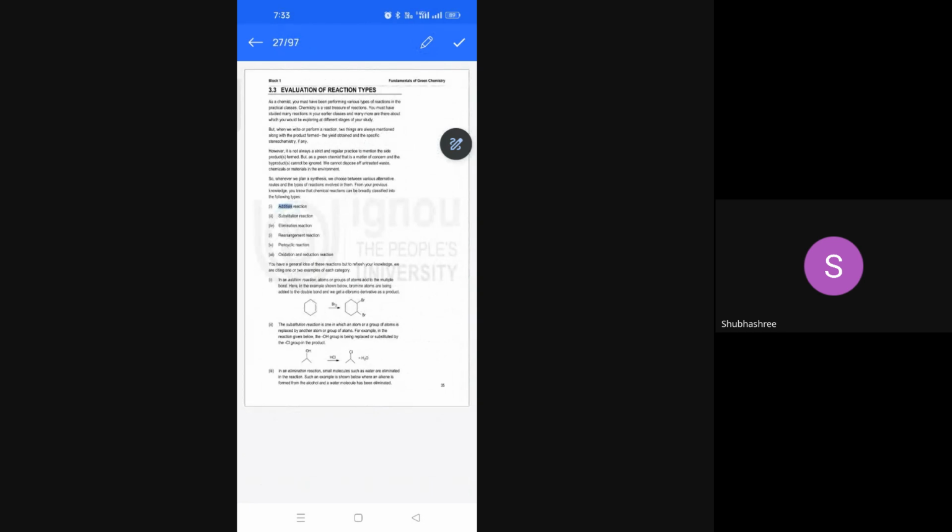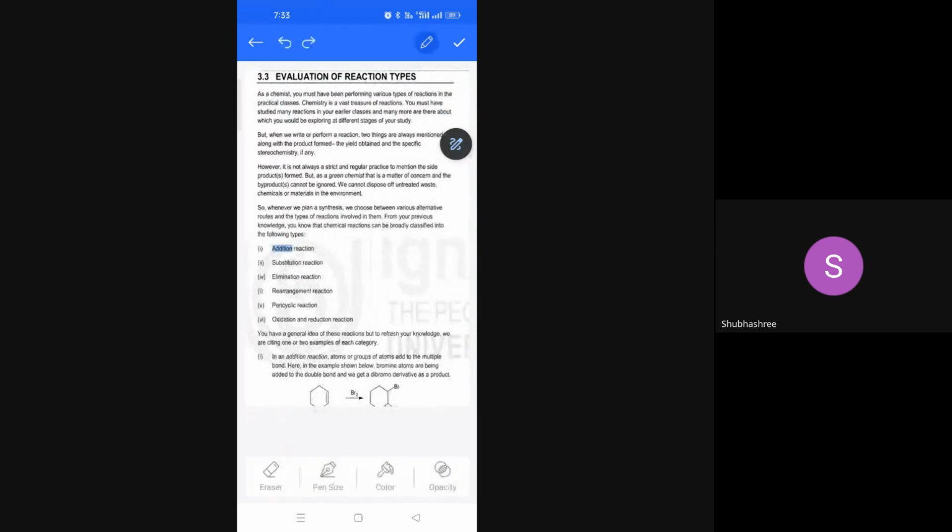Then, evaluation of reaction types. Several types of reactions you have read in organic, inorganic, and different physical reactions, because now you are prepared for the examination. Then addition: you will write the definition of addition reaction and one example. Definition and one example of substitution reaction, elimination reaction, rearrangement reaction, pericyclic reaction you have already read, oxidation reduction redox reaction one example, and then it will be a long question for you.